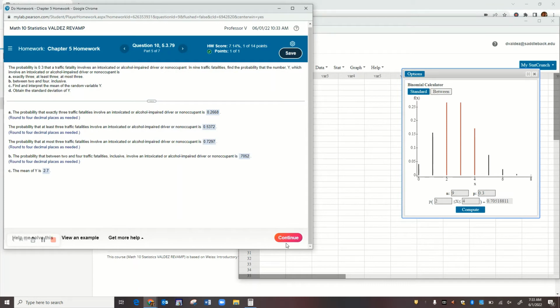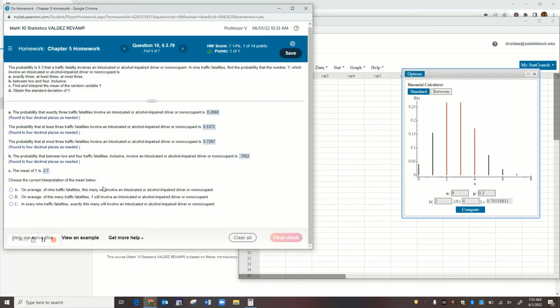And then let's continue. Choose the correct interpretation of the mean below. A: on average of 9 traffic fatalities, this many, 2.7, will involve an intoxicated or alcohol impaired driver or non-occupant. That sounds good to me. Let's keep reading the other options though. B: on average of this many traffic fatalities, 1 will involve an intoxicated, no. It's not out of 2.7. The mean is 2.7. B is sounding crazy.